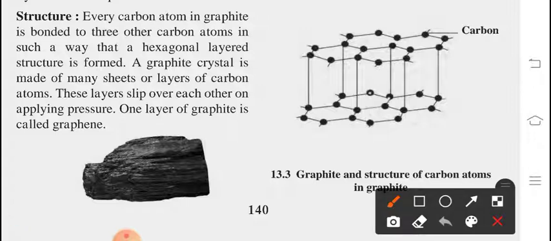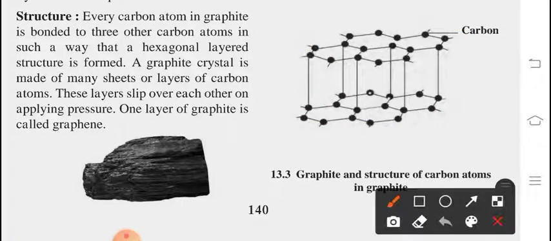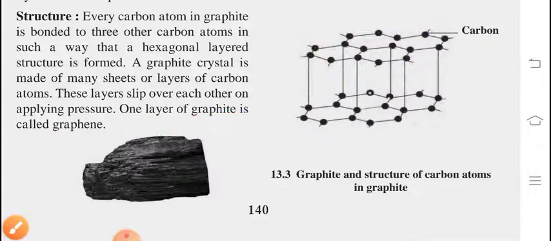A graphite crystal is made up of many sheets or layers of carbon atoms. These layers slip over each other. You can observe here these layers slip over each other. And amongst that, one layer of graphite is called graphene. One layer of graphite is called graphene. This is the structure of carbon atoms in graphite.